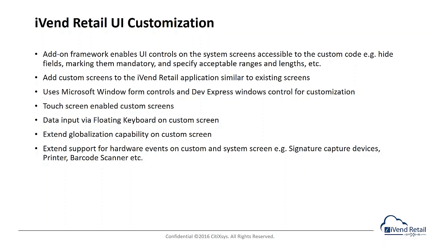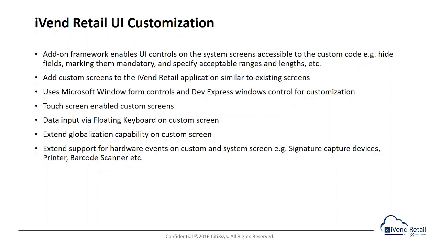Now, a few things you can do with UI customization: the add-on framework enables UI control on the system screen, accessible to the custom code. For example, you can hide fields, mark them mandatory, and specify acceptable ranges and length for a particular text field. You can add custom screens to iVend retail applications similar to existing screens. You can also use Microsoft Windows Form controls or DevX controls for customization. Both are compatible.